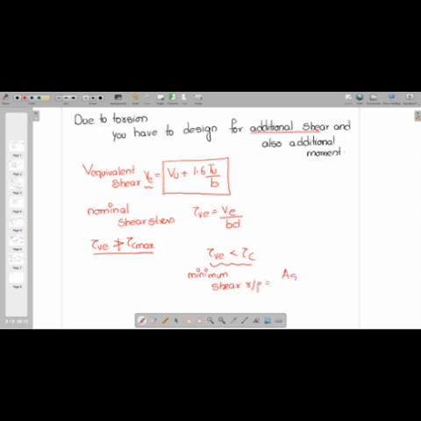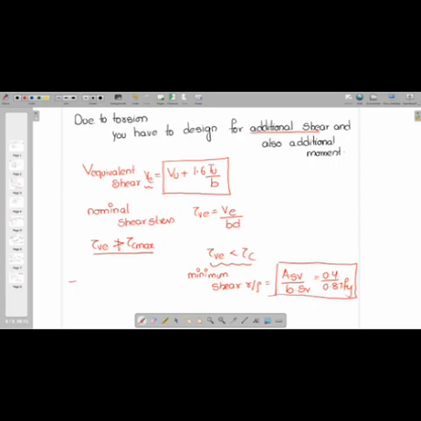That is Asv upon b into Sv is equal to 0.4 upon 0.87 fy. This is the formula. Sir, what is the difference between shear and here? Asv will increase or Sv will decrease. So these things you should remember.